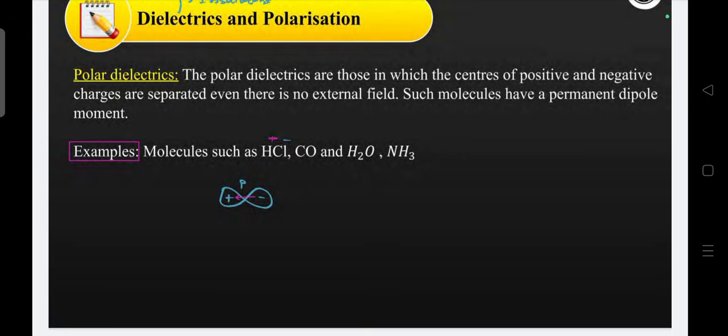Next topic, dielectrics and polarization. So polar dielectrics. The polar dielectrics are those in which the centers of positive and negative charges are separated even when there is no external field. Such molecules have a permanent dipole moment. Example, molecules such as HCl, CO, H2O, NH3, they are all polar dielectrics. On the basis of this topic, let's solve the questions for KCET.